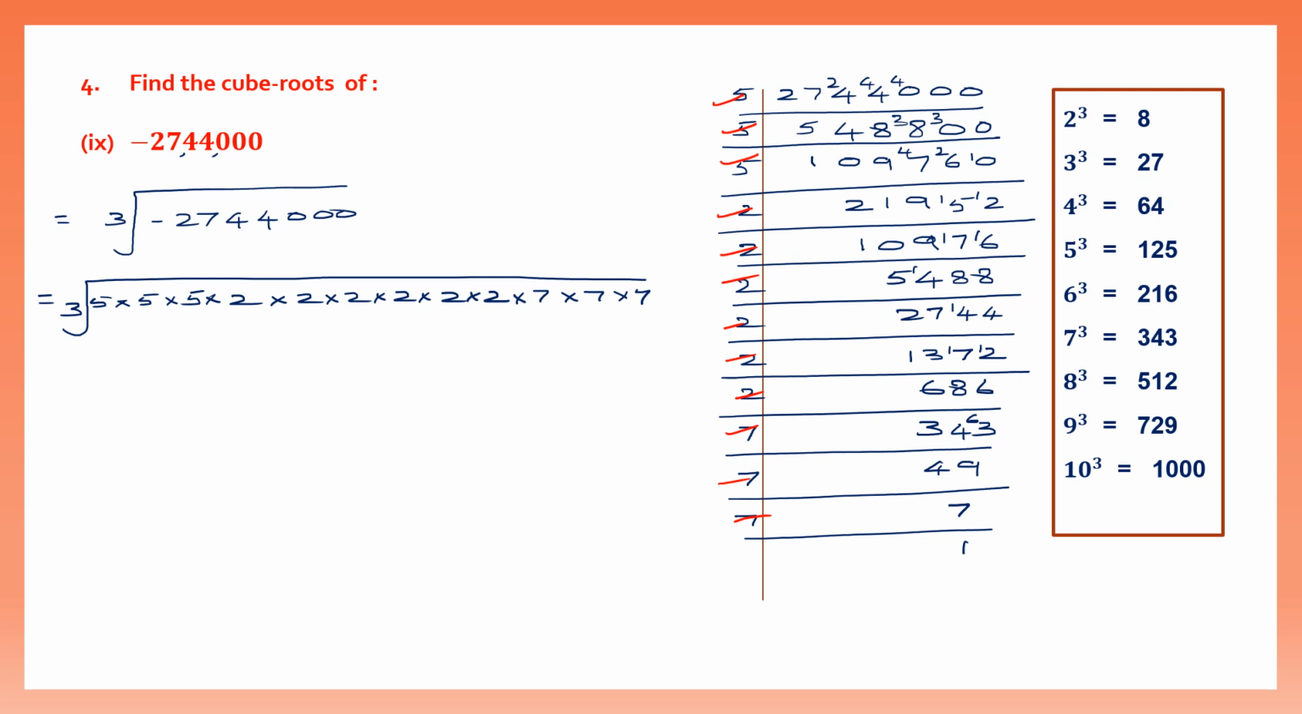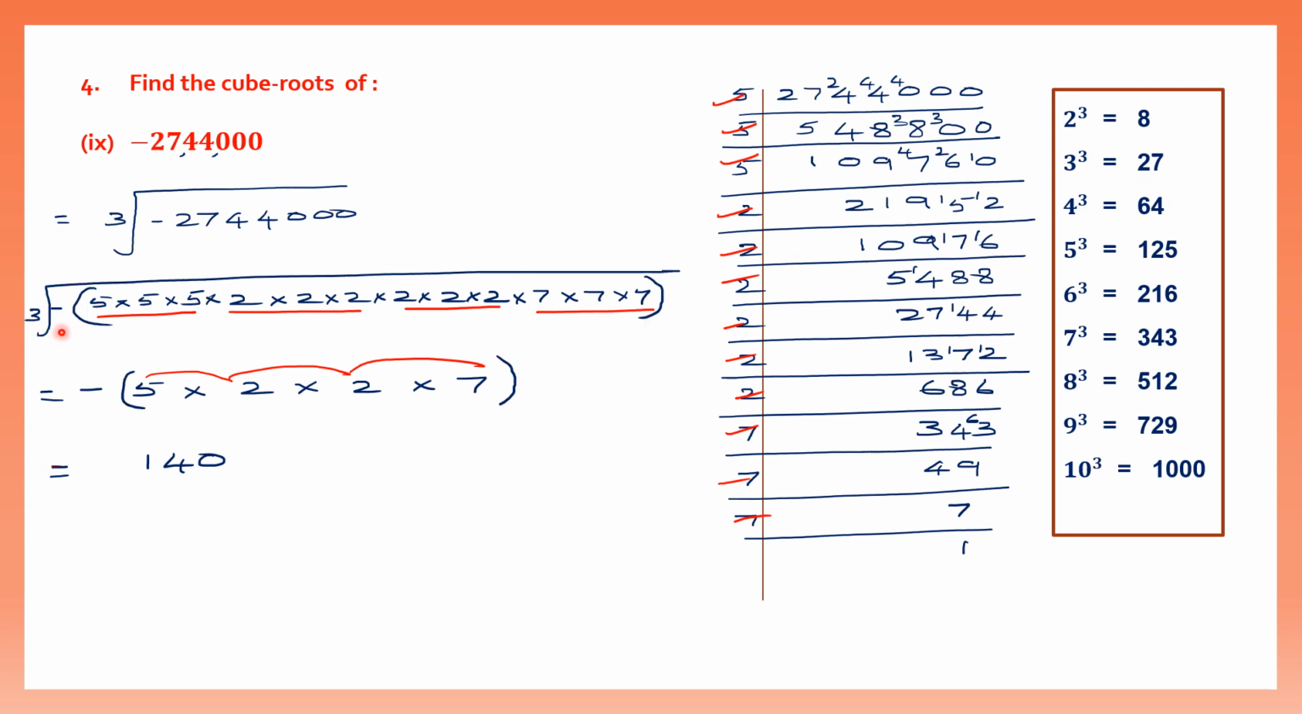Now we're going to put them in groups of 3, triplets. 1, 2, 3, 4. We have 4 triplets. We're going to take 1 from each. So we are taking 5 into 2 into 2 into 7. So here we have 5 twos are 10. 10 twos are 20. 20 into 7. 2 into 7 is 14. So 20 into 7 is 140.